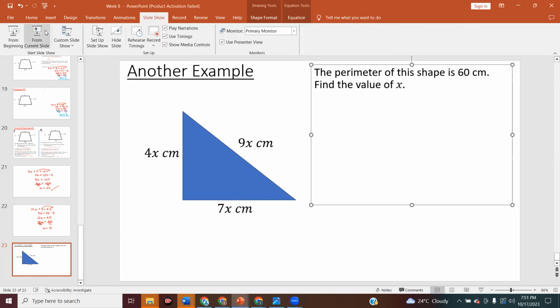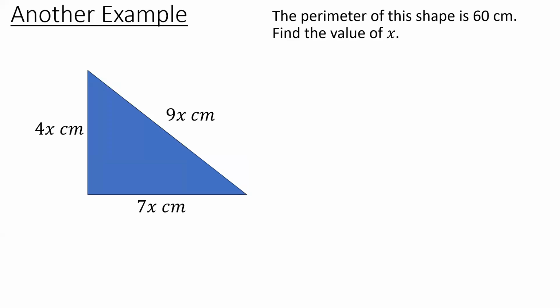Let's form an equation for the perimeter. What would the equation for the perimeter be? It'll be 9x centimeters, right? Plus 7x, right? Plus 4x. You don't need the plus 4. Centimeters.